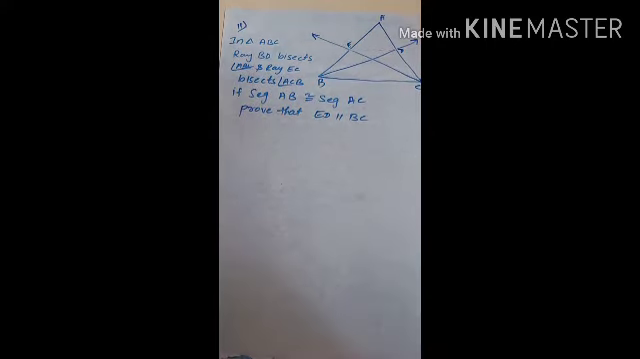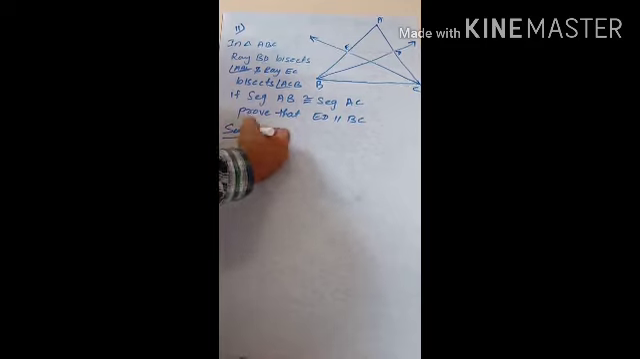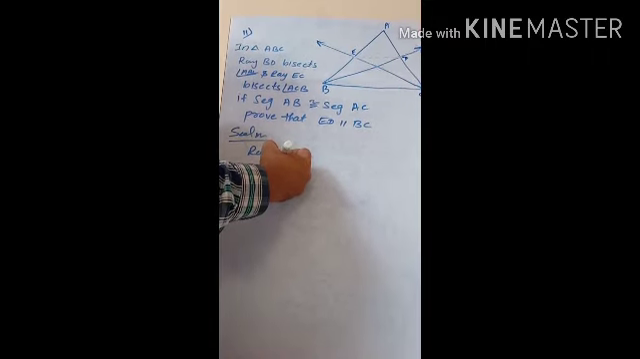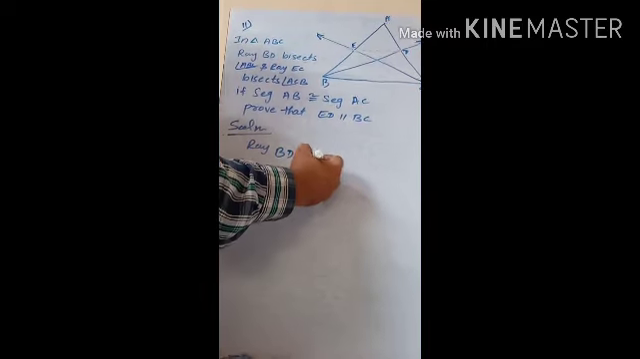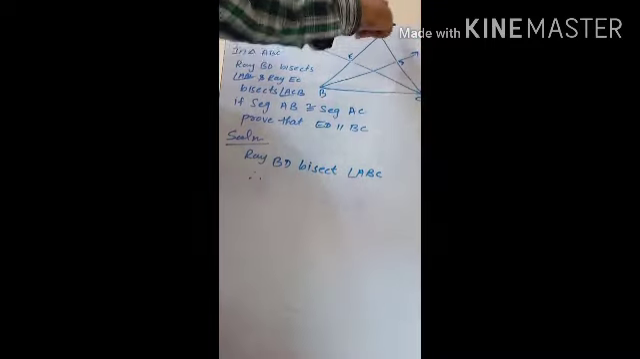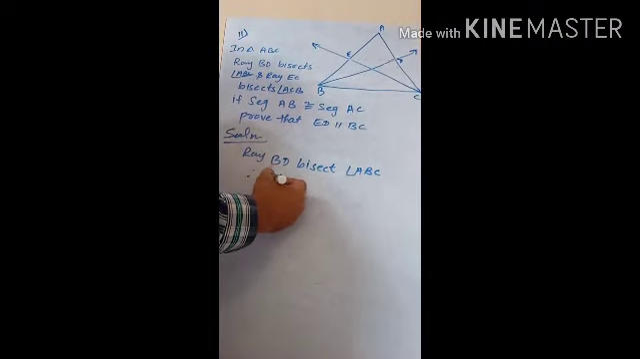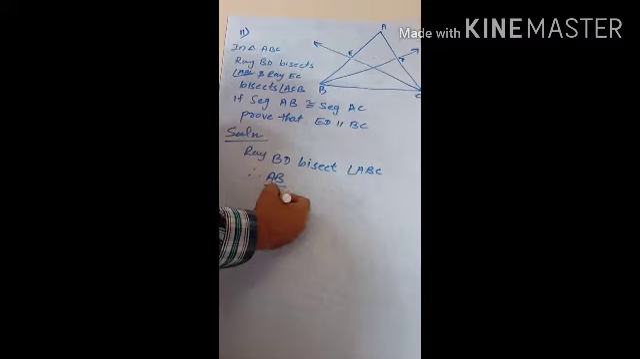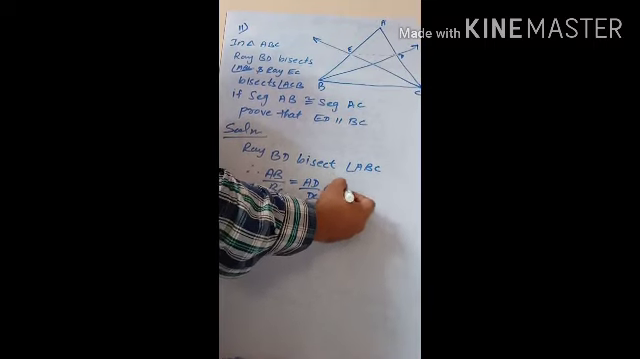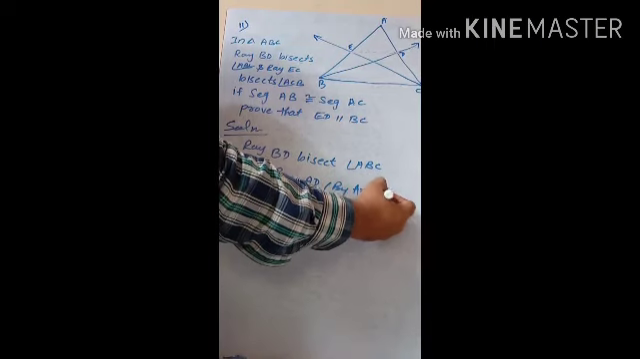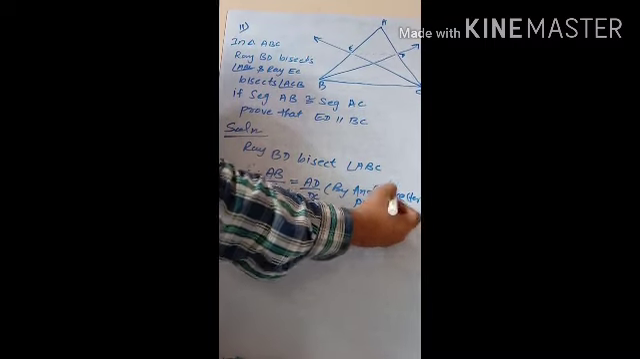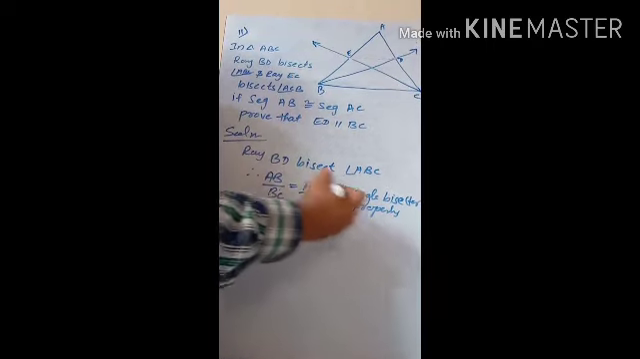So we start proving. Solution. Ray BD bisects angle ABC. Therefore, AB upon BC is equal to AD upon DC by the angle bisector property. We give it first number. Next, ray EC bisects angle ACB. Therefore, AC upon BC is equal to AE upon BE, that is also by angle bisector property.